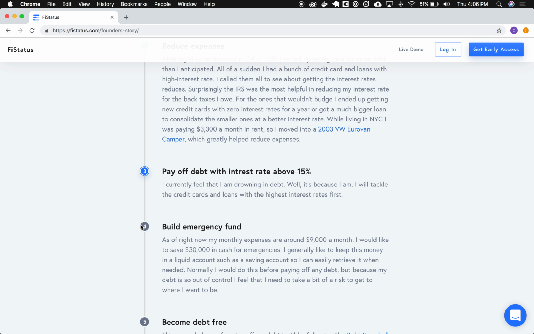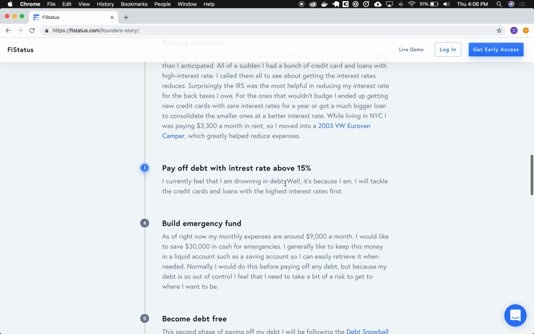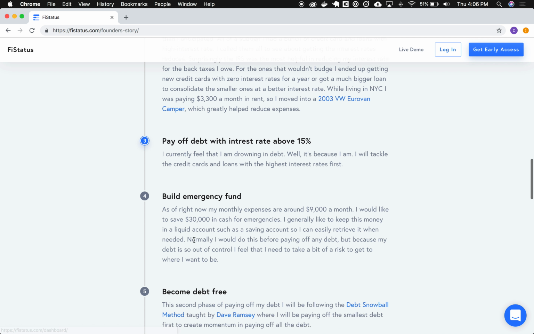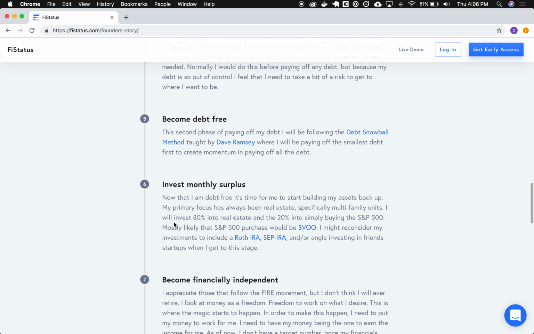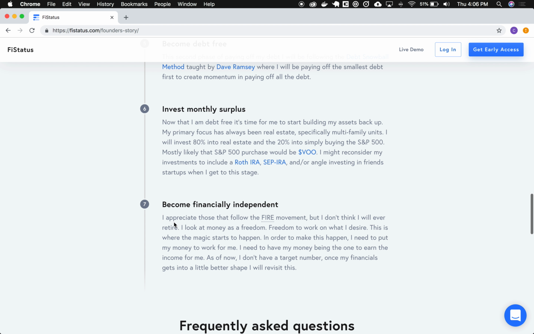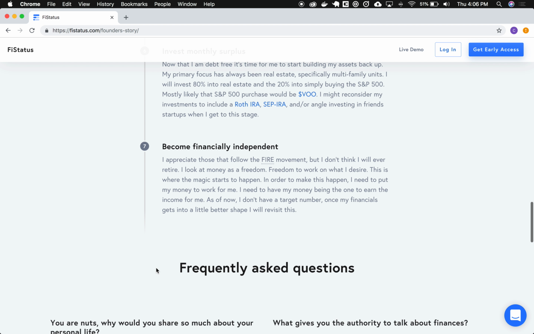My current goal is to pay off debt with interest rate above 15%. I can show you exactly what debt that is. We'll talk about that here in a second once we go to the dashboard up here. The next part is build an emergency fund, then become debt-free, and invest my monthly surplus of my income, and then eventually become financially independent.